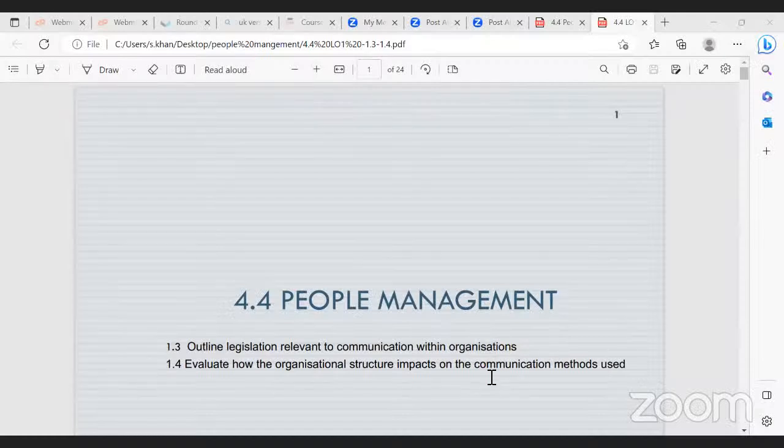Yes, please. So this is the second part of learning outcome 1, which is 1.3 and 1.4. So 1.3 is to outline legislation relevant to communication within organisation and to evaluate how the organisational structure impacts on the communication methods used. Okay.